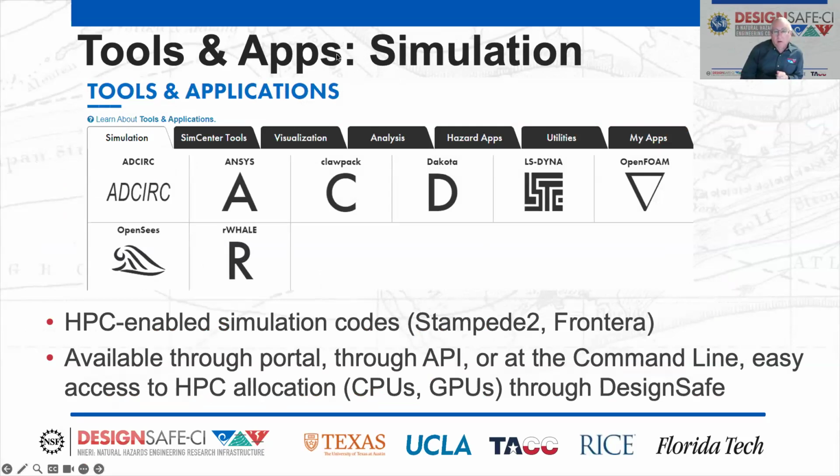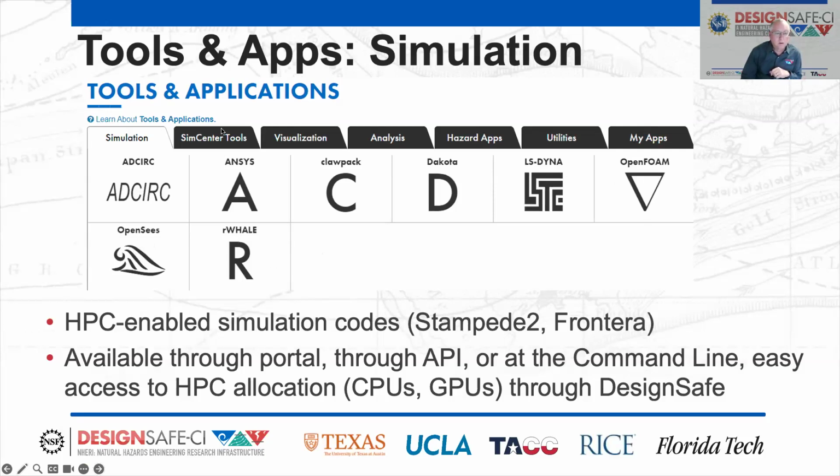So, other things you can do with your data. Other than curate and publish, we have lots of different tools available, as I mentioned. We have many codes that are commonly used: AdCirc for storm surge, the ANSYS physics suite, OpenFOAM for wind, which is used quite a bit, and OpenSees, a very popular finite element earthquake code.